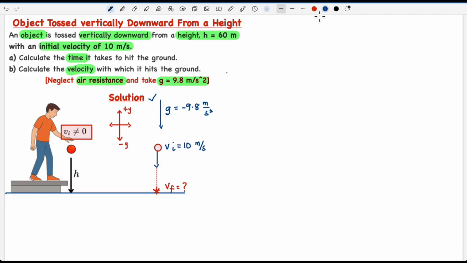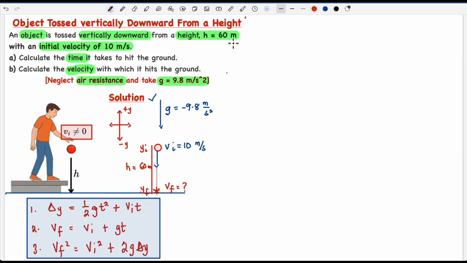Now, in this problem, we are to determine the time it took this object to start from its initial position, in this case, I'll place it here, y initial, until it gets to the final vertical position, that is hitting the ground, and that is given to us as the h. All right, so we are given h to be 60 meters. Now let's look at the kinematics equations again so we can have a good familiarity with them.